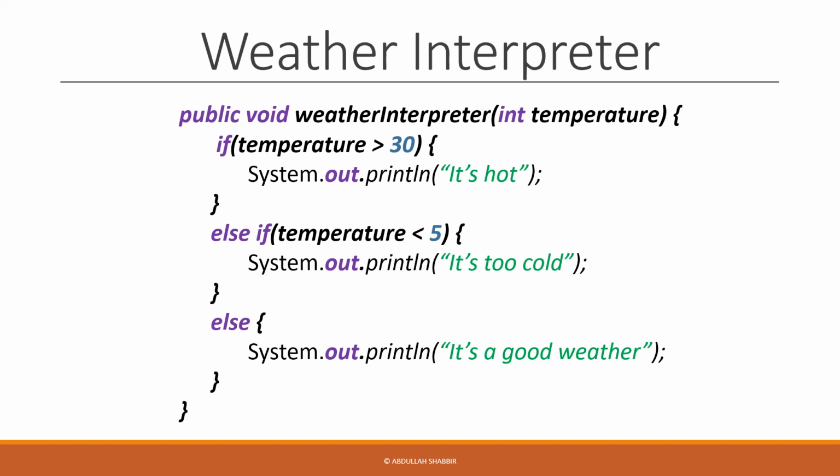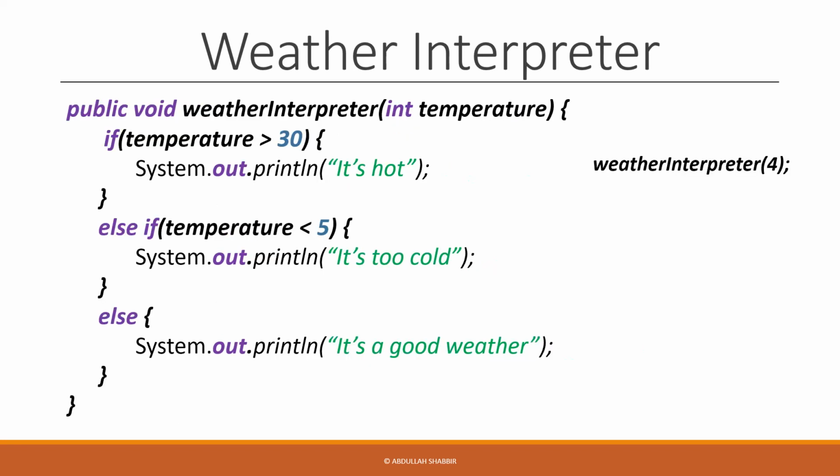Now let's call this function. To call it, we will write the function name, which is weatherInterpreter, and inside the parentheses we will pass an argument of type int, which in this case is 4. Now 4 will be given to our parameter temperature, and then Java will run the program and it will print out it's too cold because 4 is less than 5, and our else if condition evaluates to true.